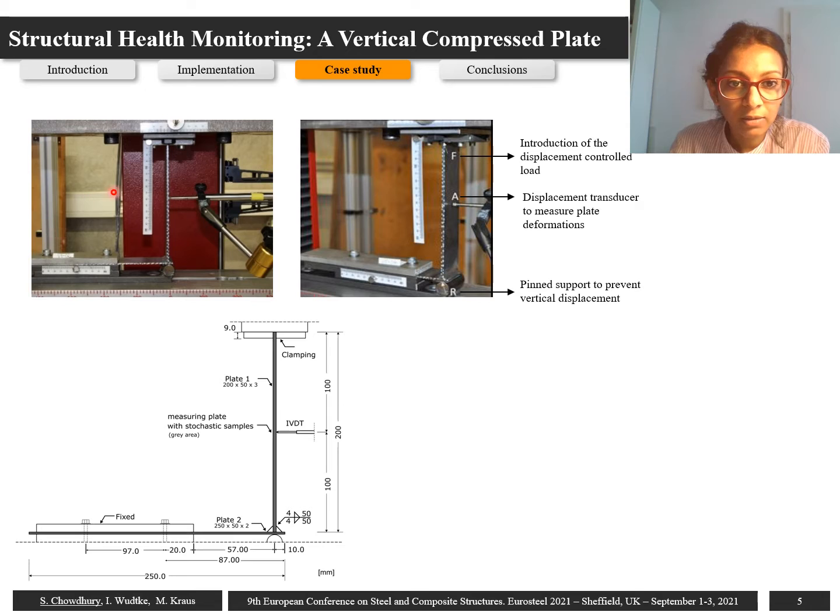So our case study is a vertical compressed plate which is rigidly fixed here with the testing machine. And to prevent the vertical displacement, a pin support is introduced here, and to avoid the rotation of the vertical plate, a horizontal plate is attached to the vertical plate. This plate is clamped at a defined distance with a compression plate beneath, which in this case is 87 mm and 57 mm. And then here at location F, the displacement-controlled load is introduced, and the deformation due to that displacement-controlled loading is measured via a transducer.